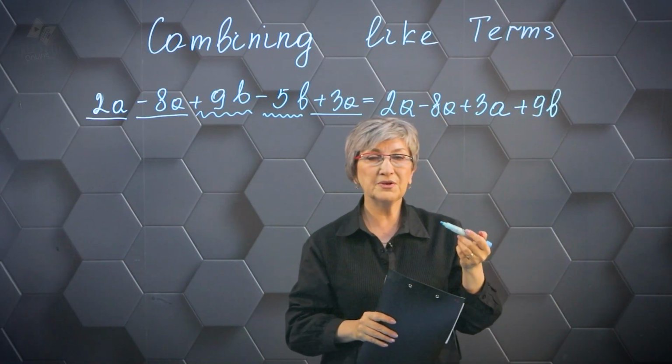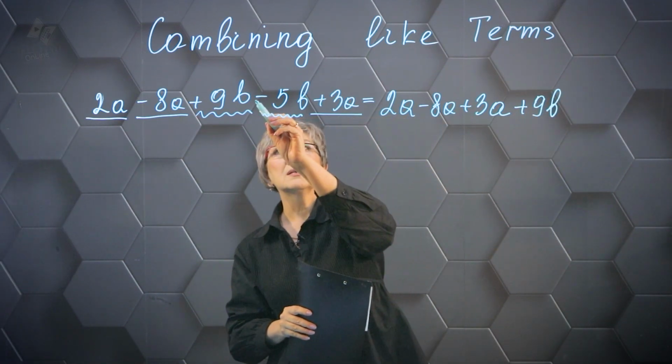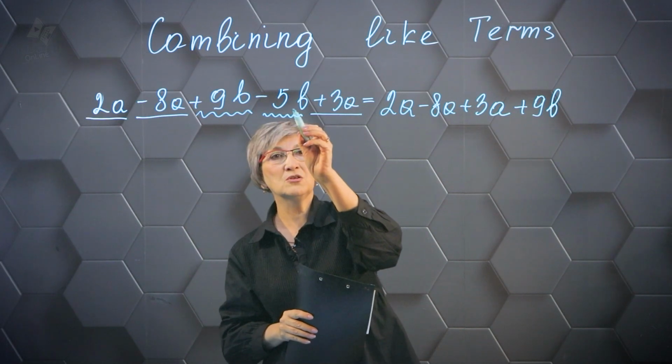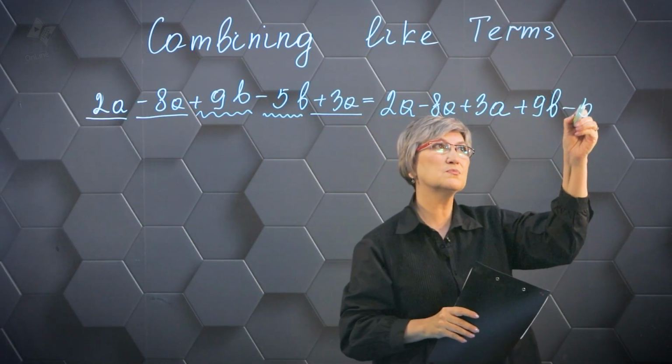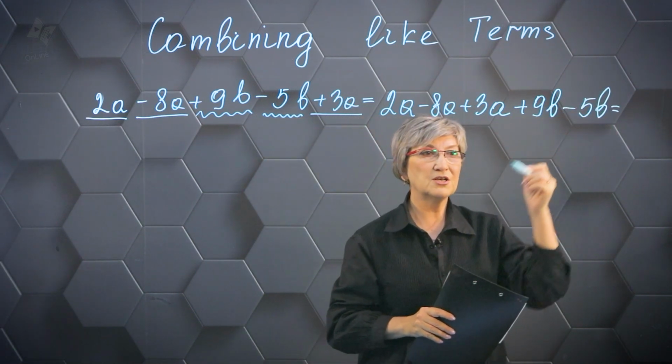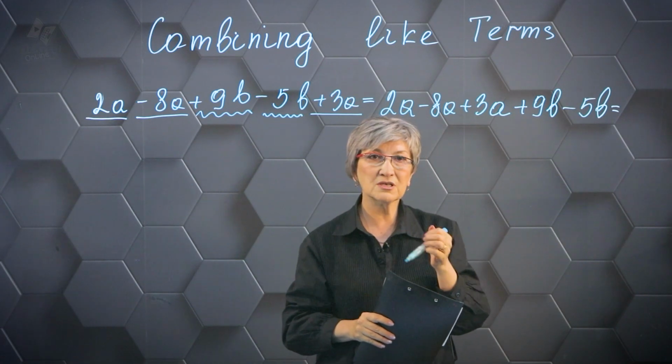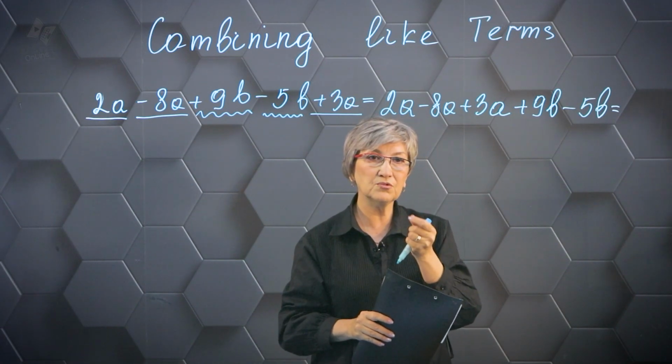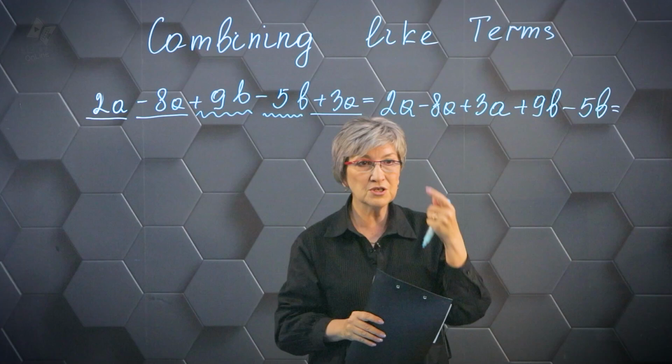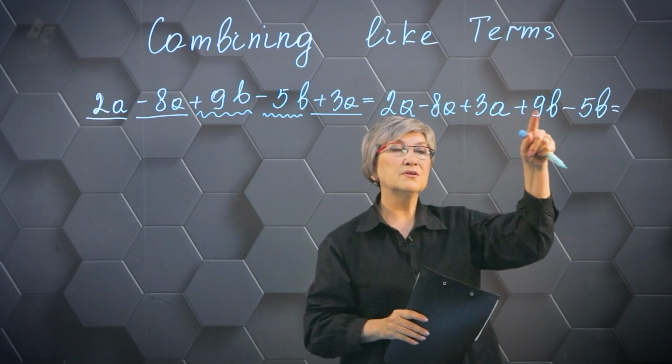And that's very important when you're solving examples like this. Then there is minus 5b, I write minus 5b. Pay attention to the sign that is written before the number, and this will be its sign, and then you will not make mistakes in the sign.